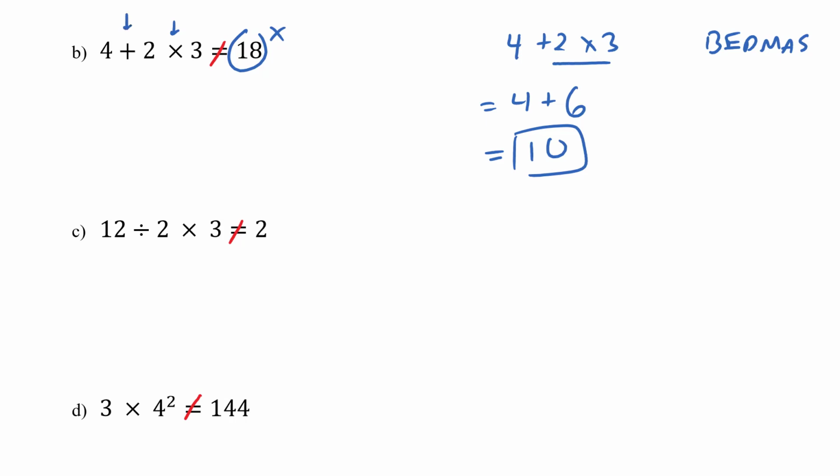The only other option would be addition. Let's see what happens if perhaps the student did addition first. This is 6 times 3, which is equal to 18. We can see what happened. So remind them, we must do multiplication first before we do addition.